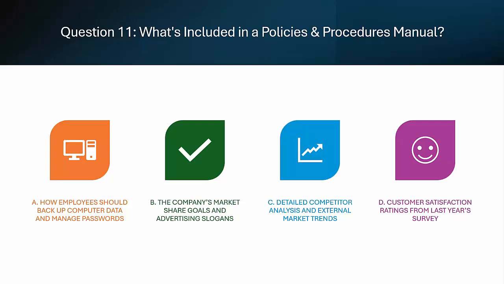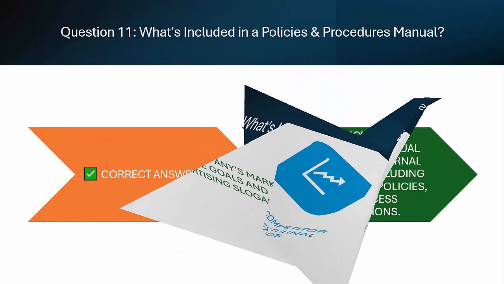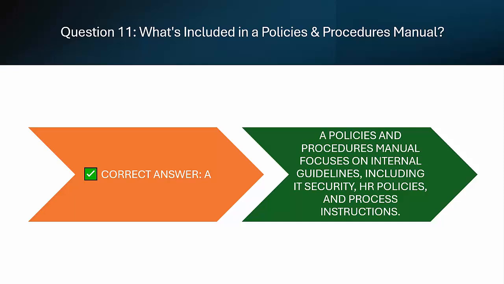Correct answer A. IT security and data protection policies. Why? A policies and procedures manual is an internal document that focuses on how employees should perform tasks and follow company rules. Option A is correct because IT security rules, like password management and data backup, directly affect how employees work and help protect company information.